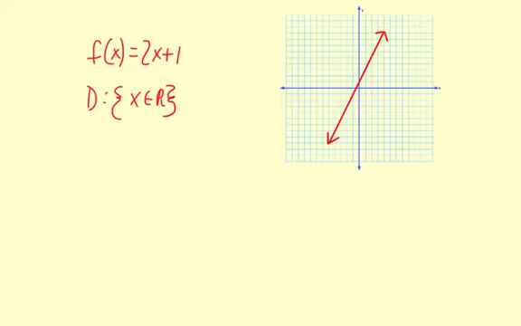It is continuous. It extends in both directions forever, left and right. And there aren't any breaks along the way. So that's a linear function.